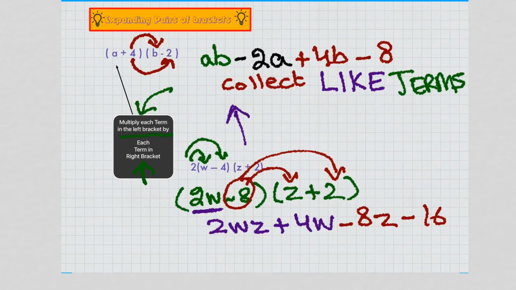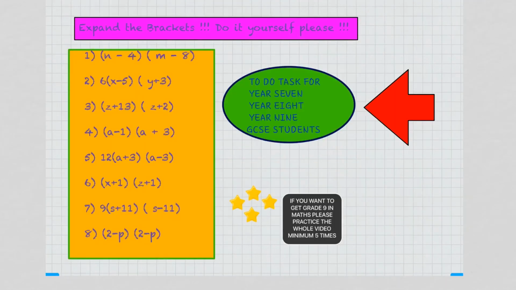There are no like terms in this expression, so we will leave that one as an answer. So here are now some expansion questions for you guys to do, 1 to 8. Please do these tasks for year 7, year 8, year 9, and also GCSE foundation and higher students, please.